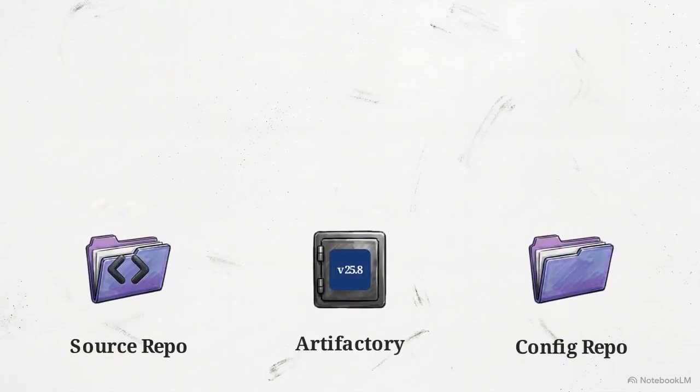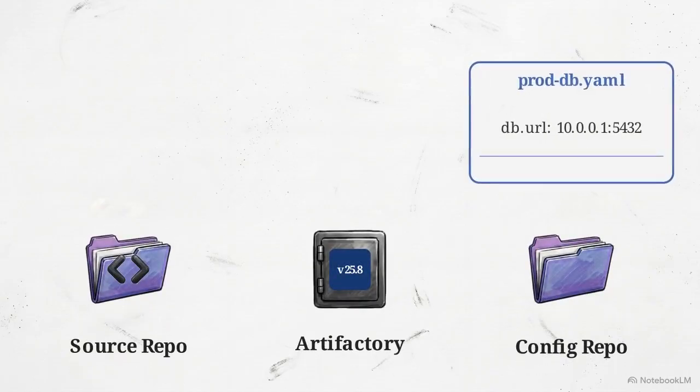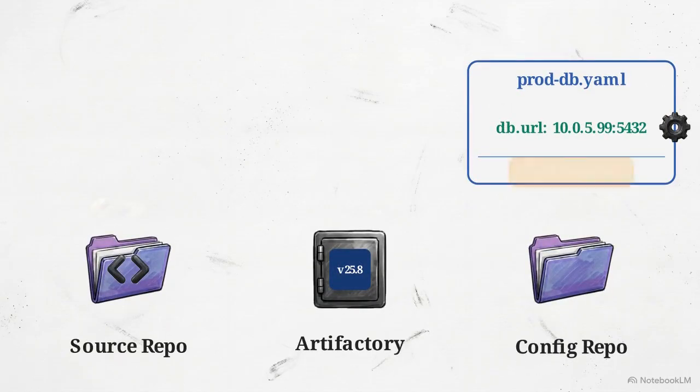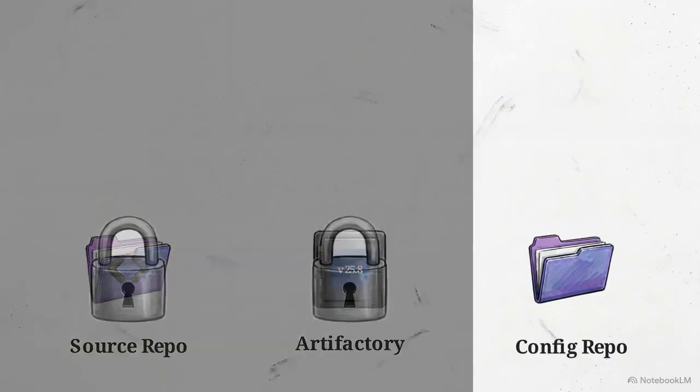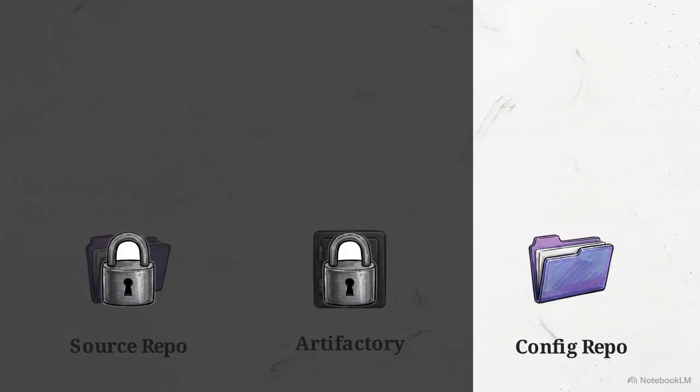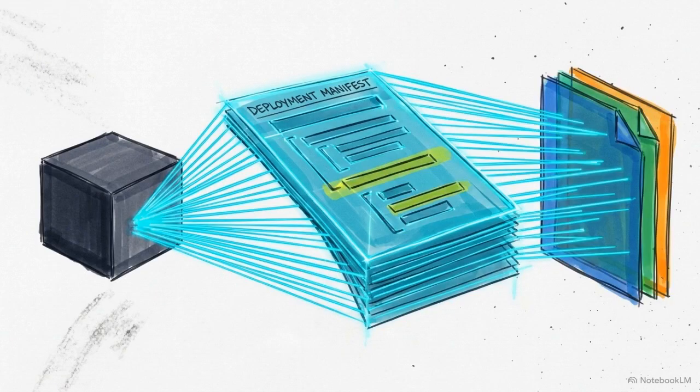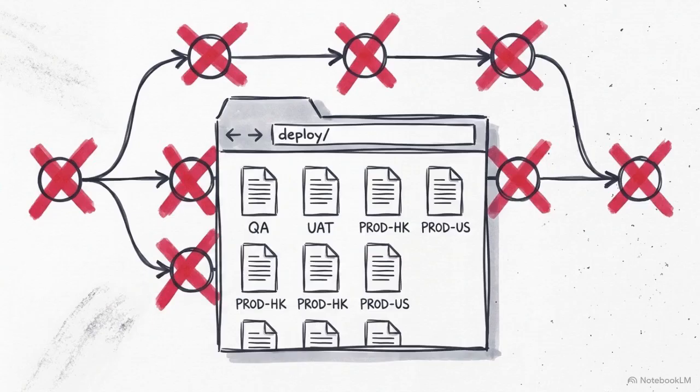For a standard infrastructure update, like migrating a production database endpoint, a team opens a single pull request strictly in this configuration repository. Notice that the source repository and the artifactory remain completely untouched. The artifact does not change. The mechanism that binds the immutable binary and the layered configuration together in the target environment is the deployment manifest. In this model, environments and regions exist strictly as declarative text files inside a deployment directory, rather than Git branches.